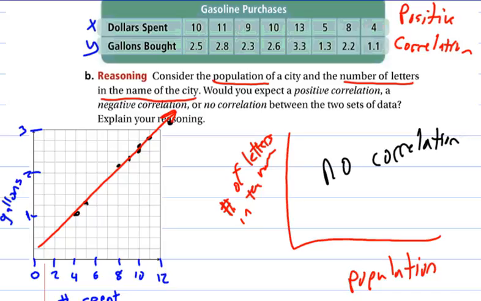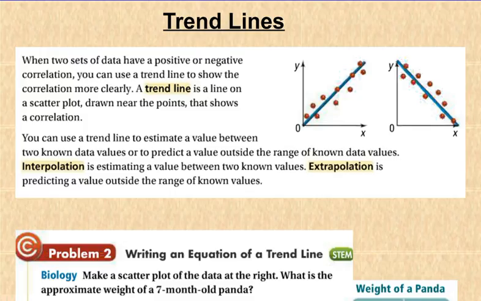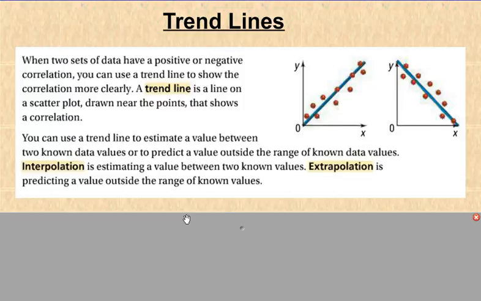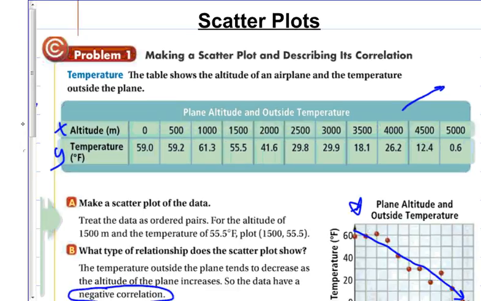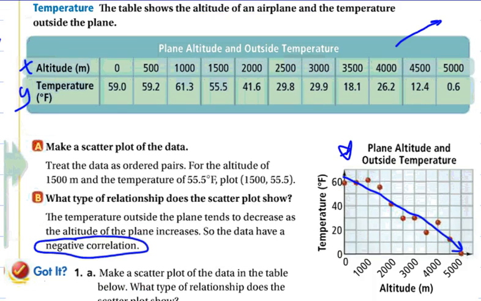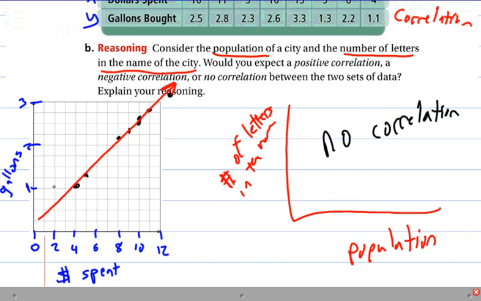So now let's take this and talk about what trend lines are. This is our last term, a couple of terms here, but trend lines are the most important one. A trend line is a line on a scatter plot drawn near the points that shows the correlation. So what I've been doing is drawing trend lines. Like this right here, if I go back, sorry. If I go back to what I just had here, this red line is my trend line. It kind of shows the correlation there.